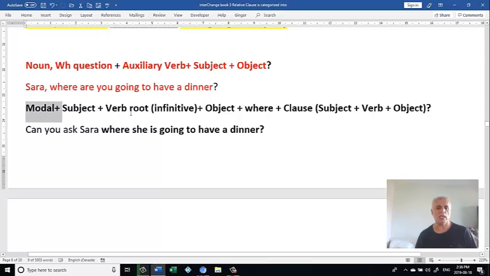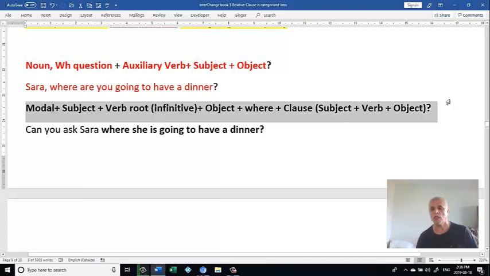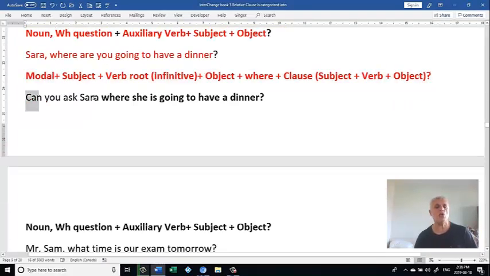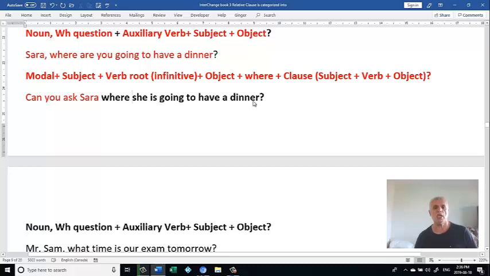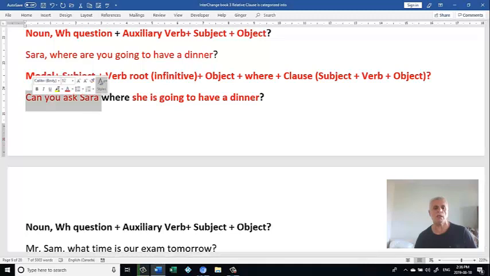Sometimes we say here: modal, subject, root of the verb (infinitive), object. Then we have where, which could be when, what, any W question. Then a clause with the subject, verb, object. Then a question mark, because we have an auxiliary verb. Then you could say, can you ask Sarah? That's the first clause. Where, as a connector, then you say, she is going to have dinner. We have the first clause, then the second clause connected by where.